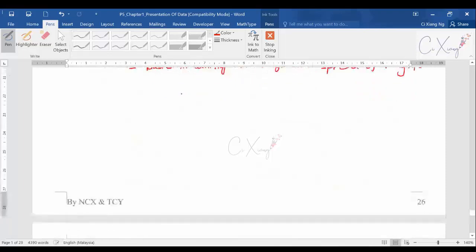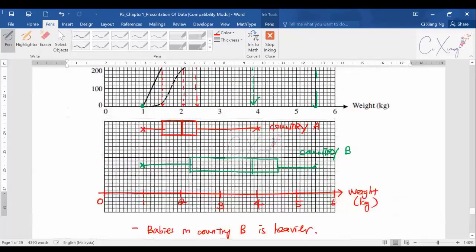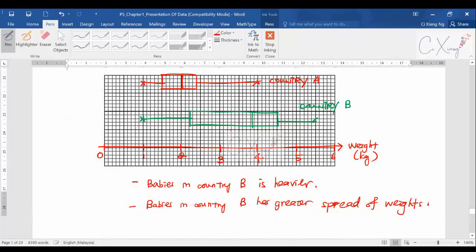Okay, so for the next video, we will continue with outliers, which is more based on calculation. Okay, all right, so I'll stop here for this video first, then we come back to the shape of the distribution and also the outliers.